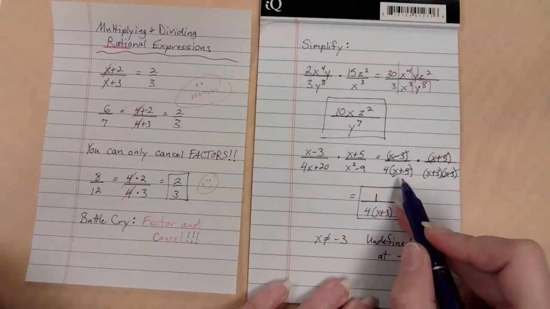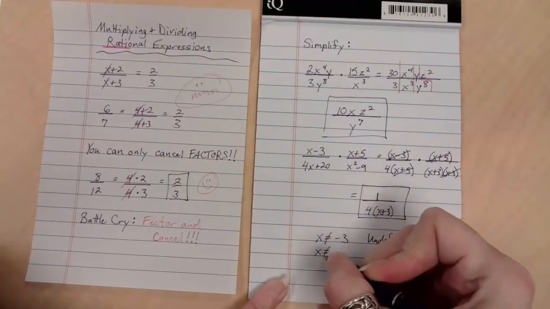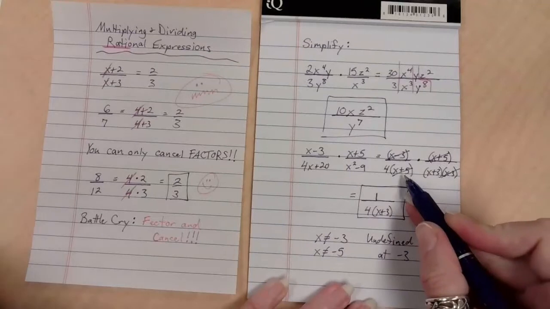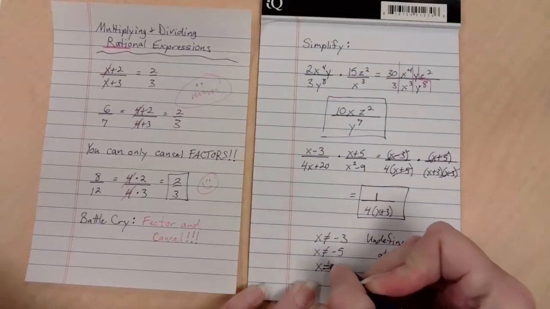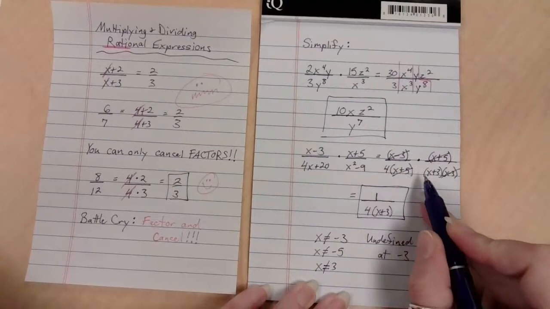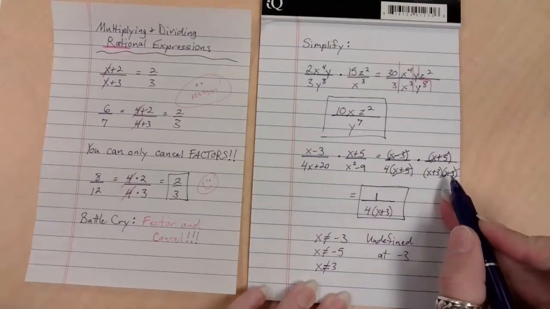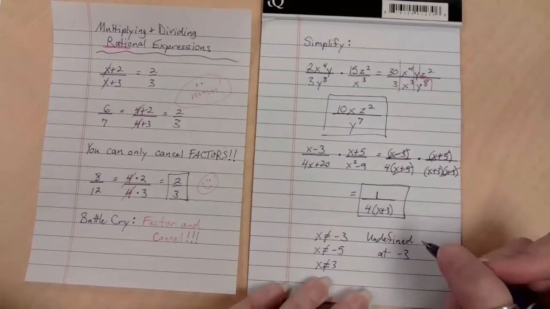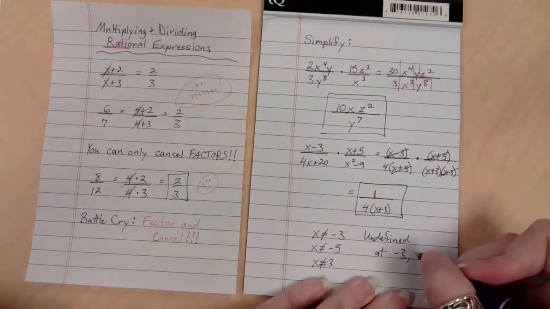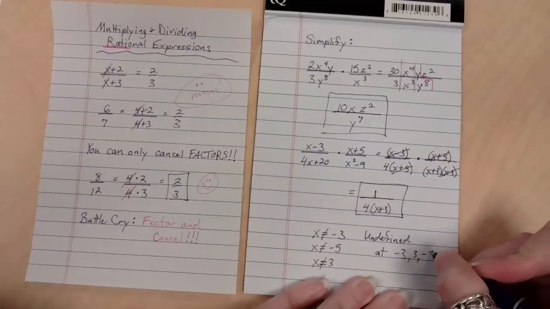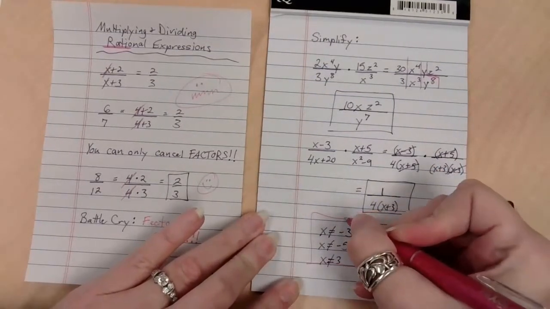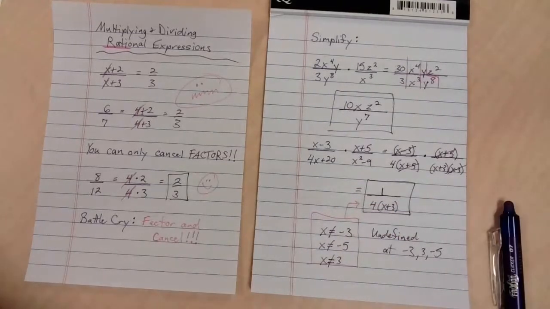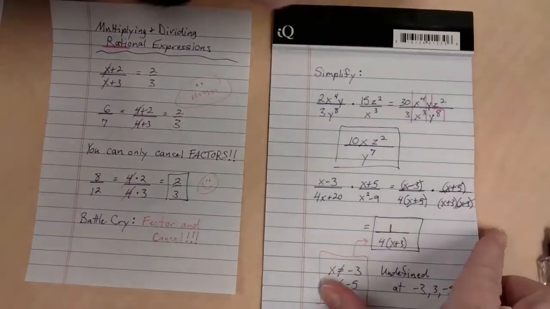Guys, guess what x also cannot be? It cannot be negative 5, because that would be problematic right there. And it can't be 3, because that would be problematic as well, right there. So if at any point in time, anywhere in the problem, there's a number that would cause your denominator to equal 0, it's undefined at all those places: at negative 3, at positive 3, and at negative 5. All right, so all of these are just things to be aware of that cause problems with the denominator.